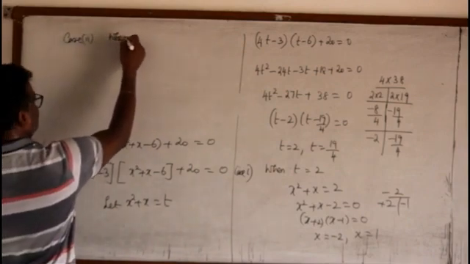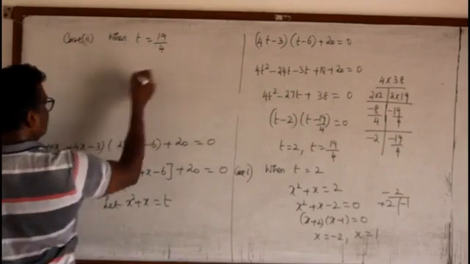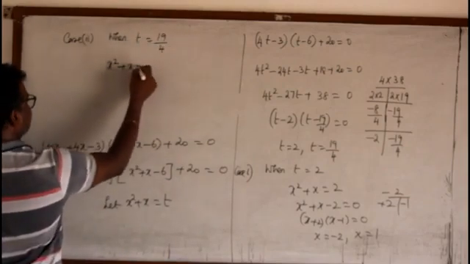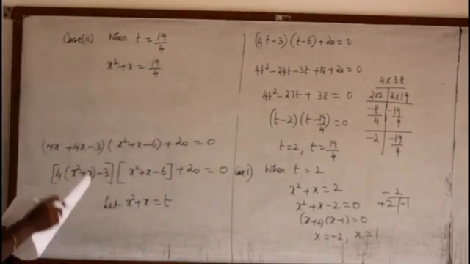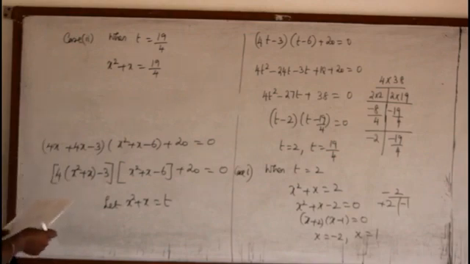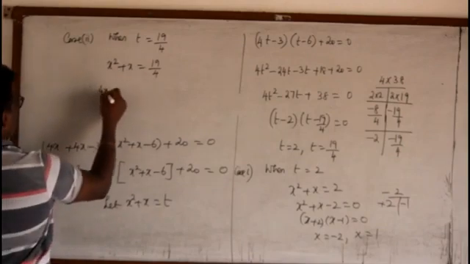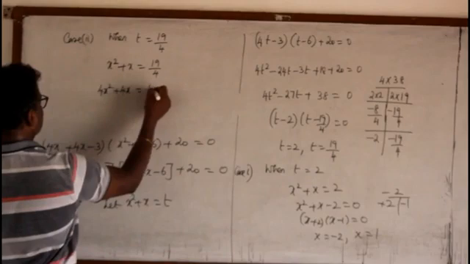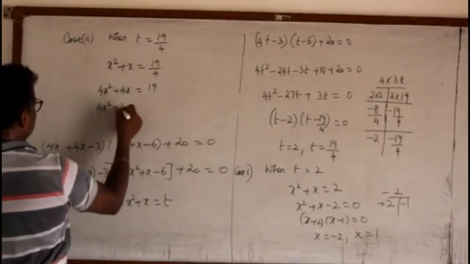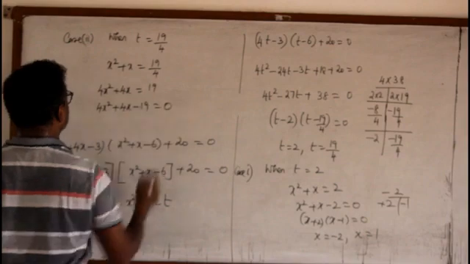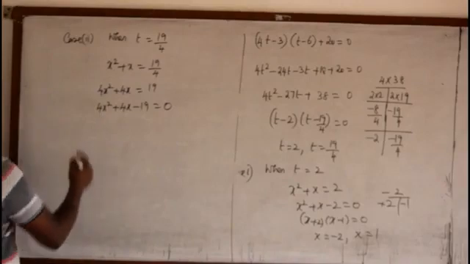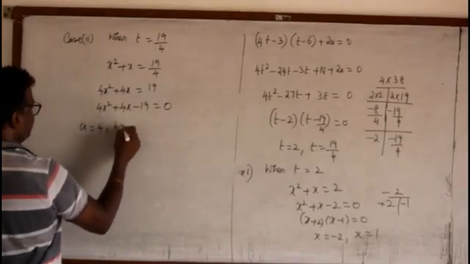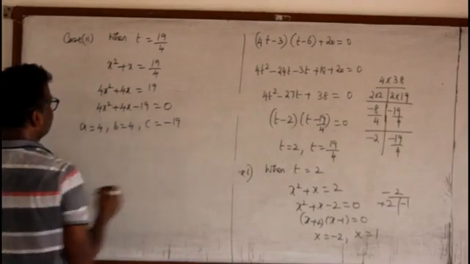When t equal to 19 by 4, that is x square plus x equal to 19 by 4. Shall multiply by 4, it is 4x square plus 4x equal to 19. 4x square plus 4x minus 19 equal to 0. Since 19 is a prime number, we shall go for the formula. Here a equal to 4, b equal to 4, c equal to minus 19.